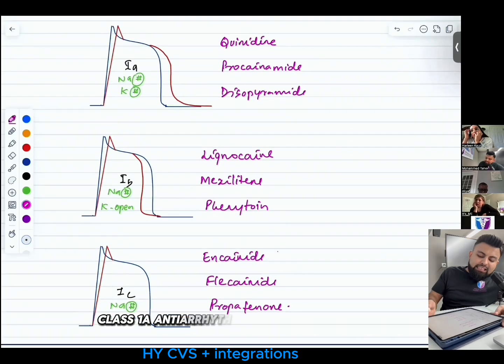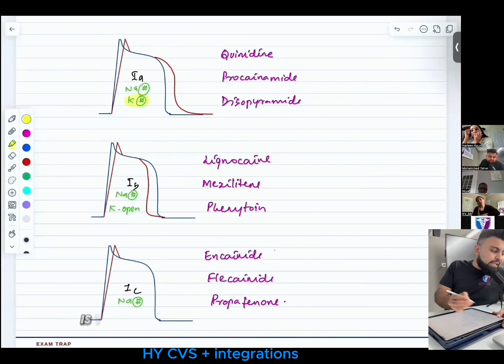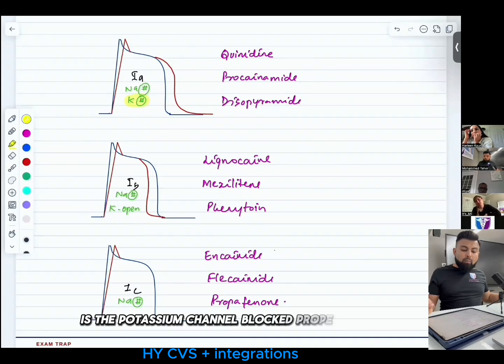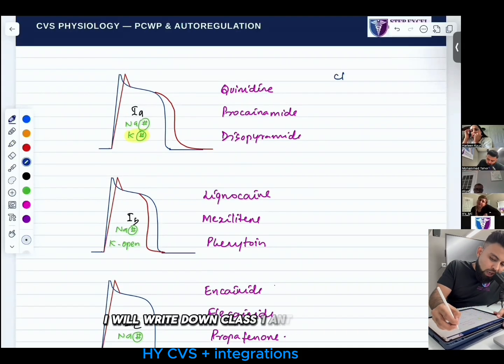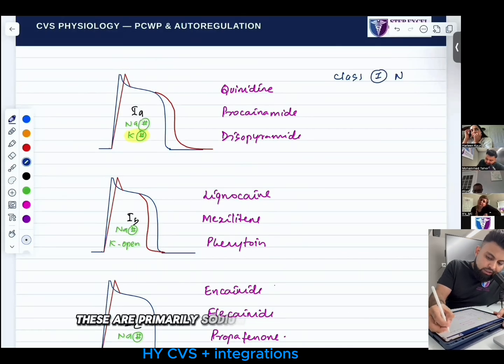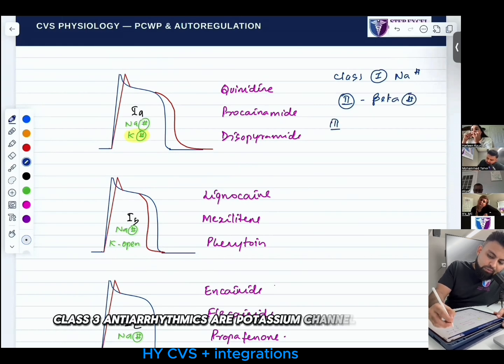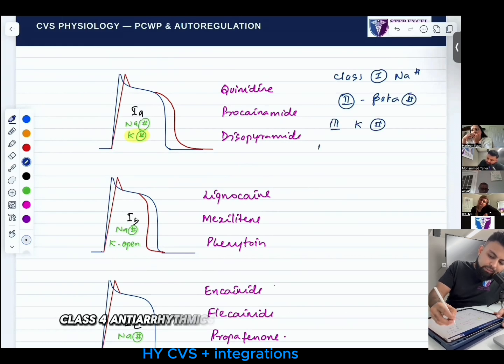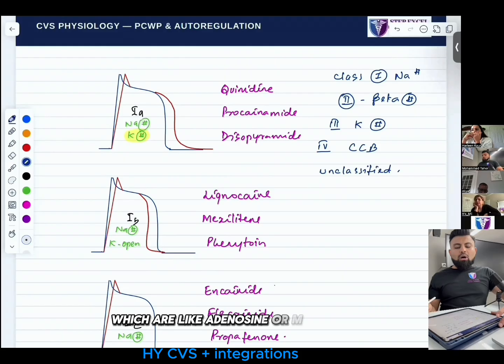Now, class 1A, 1B, 1C antiarrhythmics. Among these, I want you to pay attention: very important is the potassium channel blockade property, right? Just as a quick side note, I will write down: class 1 antiarrhythmics are primarily sodium channel blockers. Class 2 antiarrhythmics are beta blockers. Class 3 antiarrhythmics are potassium channel blockers. Class 4 antiarrhythmics are calcium channel blockers. And then we have unclassified antiarrhythmics, like adenosine or magnesium.